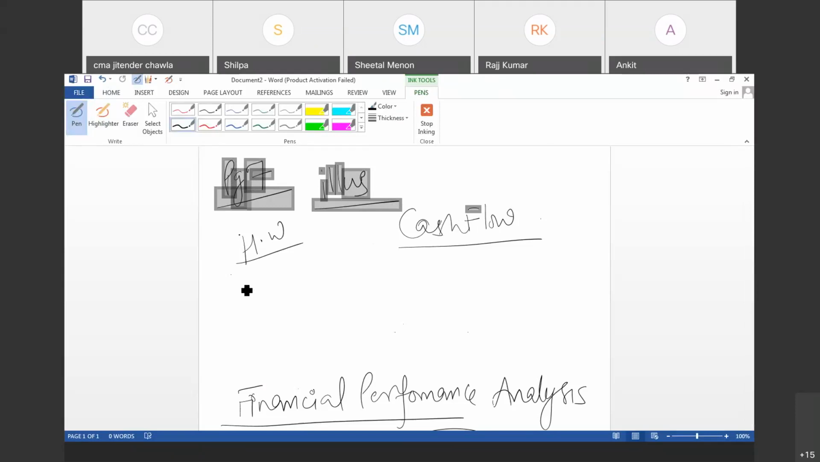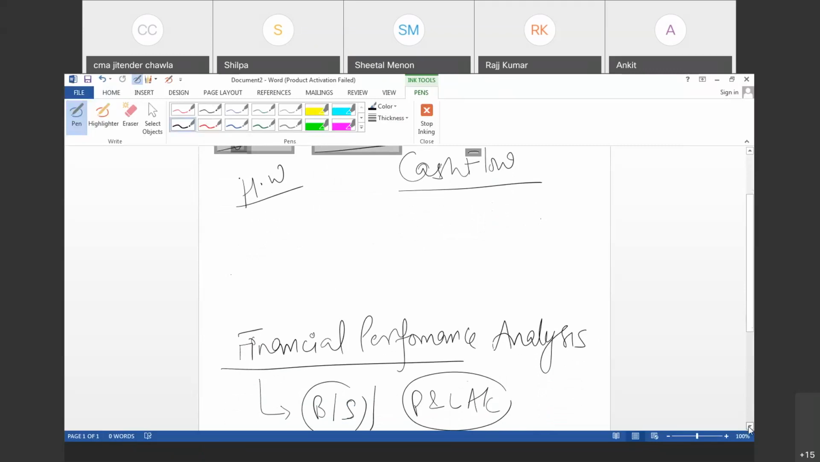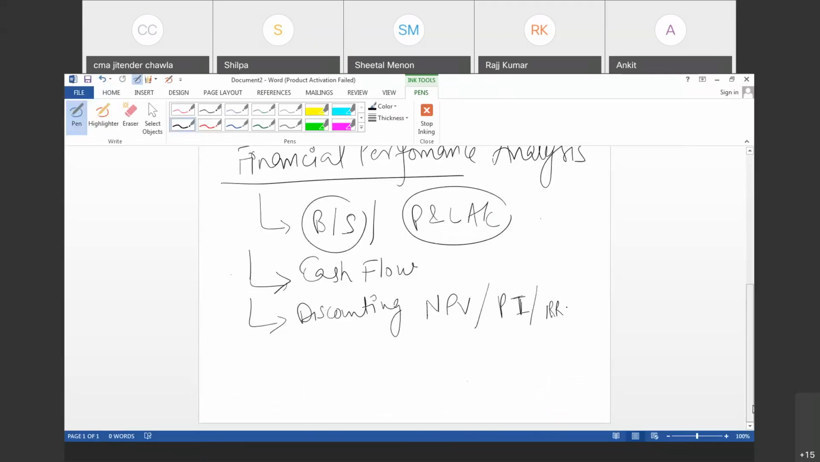So, when we talk about financial performance analysis, हमने करना क्या क्या है यहाँ? What we have to do? First, ये तीन चीजें तो नहीं है, लेकिन इनके मेन एरियाज क्या क्या है? What are the main areas of financial performance analysis? First one is working capital requirement.